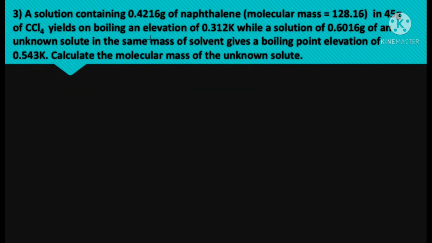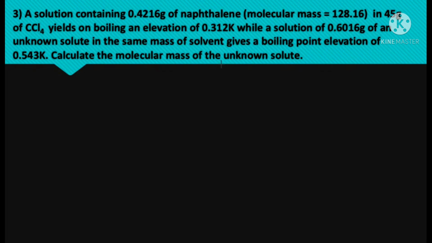Solution containing 0.4216 grams of naphthalene, its molecular mass is given 128.16, in 45 grams of CCl4, that is carbon tetrachloride, yields on boiling an elevation of 0.312 Kelvin. While a solution of 0.0616 grams of an unknown solute in the same mass of solvent gives a boiling point elevation of 0.543 Kelvin. Calculate the molar mass of the unknown solute.